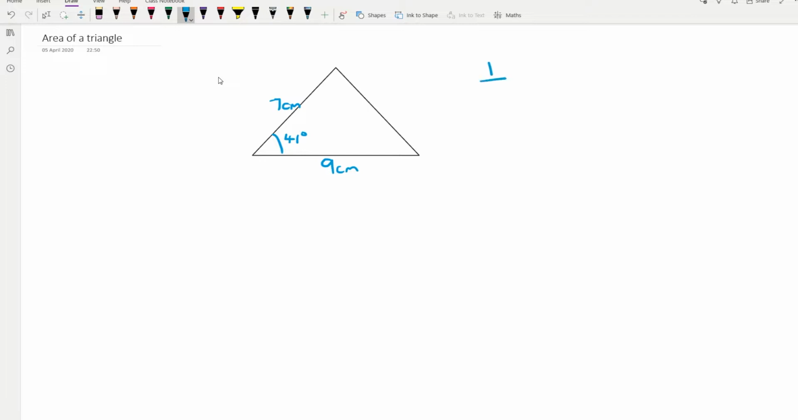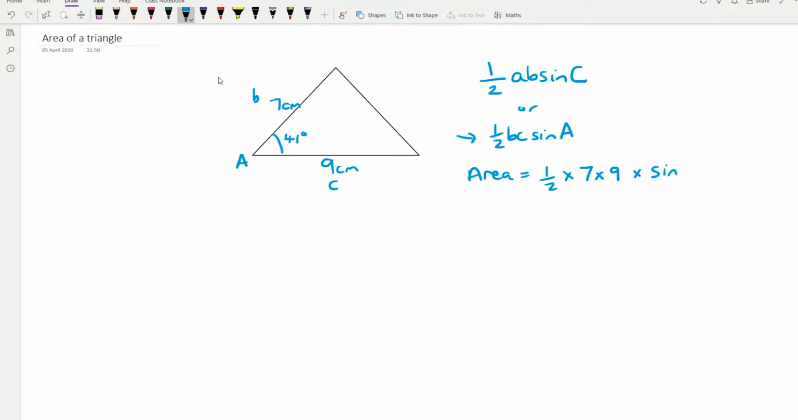We use our formula of half AB sine C, or half, as we just used, BC sine A. Remember, it doesn't matter as long as they're three different letters. So I'm going to use the one we just worked with. I'm going to label the angle A, making the sides B and C. Remember, this is now different from the diagram we had. It doesn't matter, they're just labels B and C. So the area must equal half times 7 times 9 times sine 41.